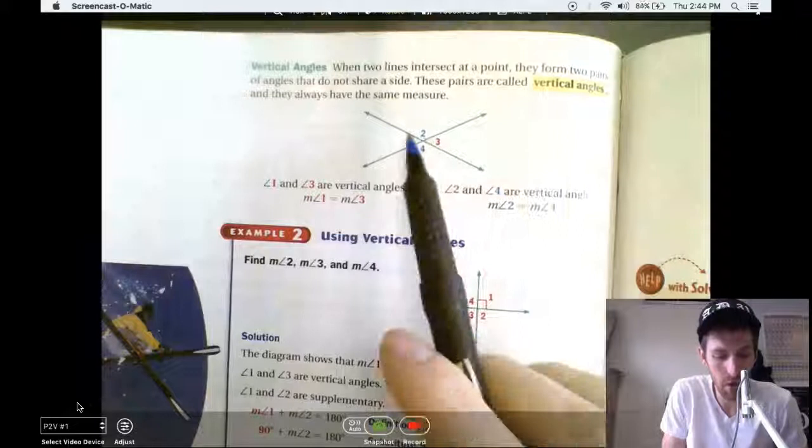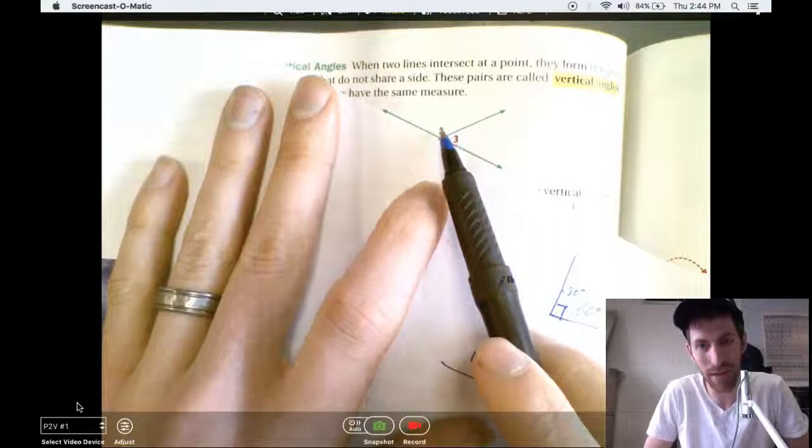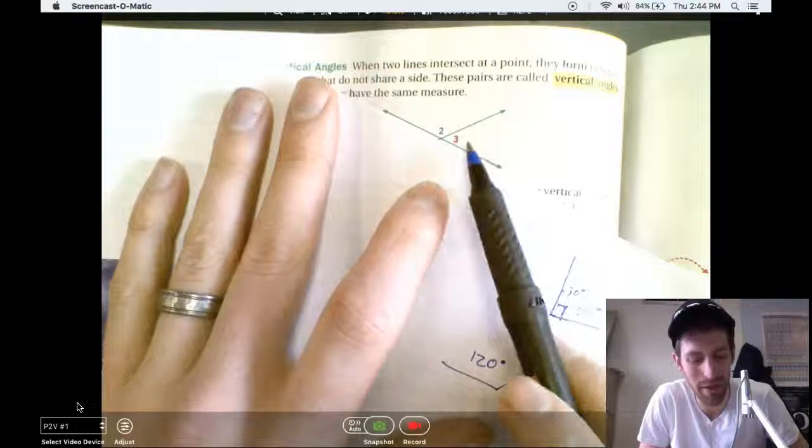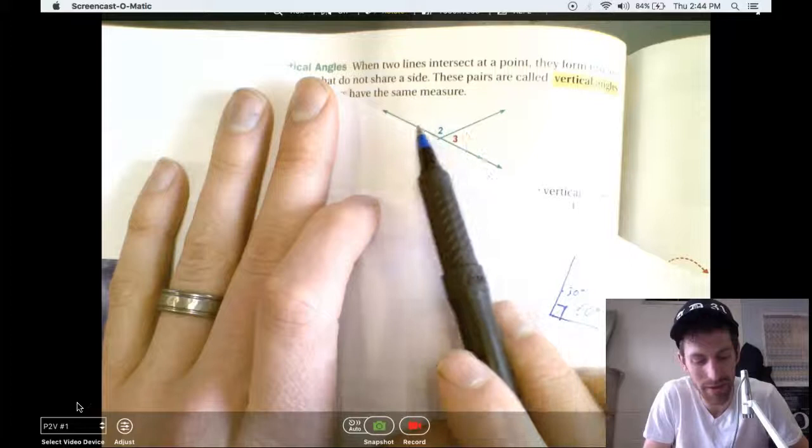Now, let's test your memory here. Notice that there is a linear pair here. Measure of angle 2 plus the measure of angle 3 would equal how much? 180, right? Because that's a straight line. This is a straight angle. These two added together would be 180. They're supplementary.